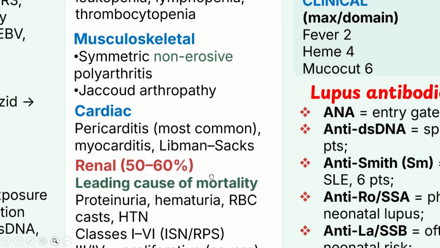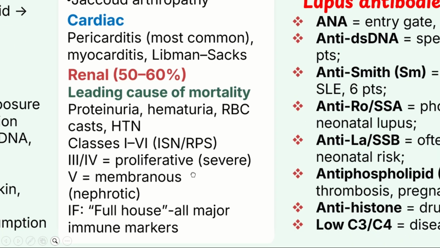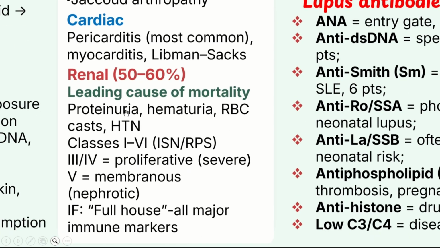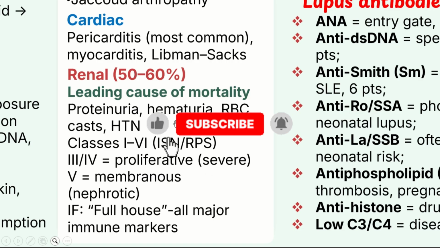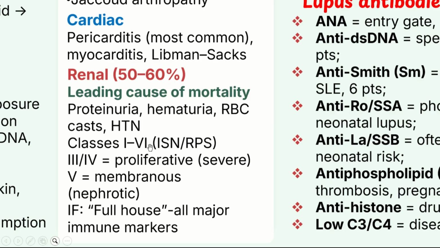Then renal involvement is the leading cause of mortality, and it's going to occur in 50 to 60% of people who have lupus. It's going to be characterized by proteinuria. They may have hematuria, red blood cell casts, and hypertension. We have classes from class 1 up to class 6 by the ISN/RPS. Most of the time, class 3 and class 4 are proliferative, and you consider them to be the most severe. Then we have the membranous, and it's going to cause nephrotic syndrome.